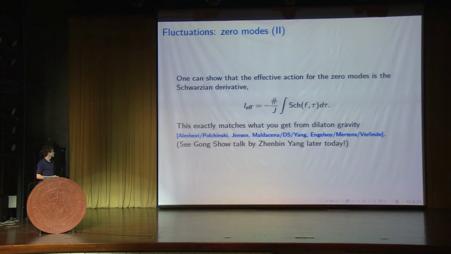So this action turns out to exactly agree with the effective action that you get for this simple Almheiri-Polchinski-Jackiw-Teitelboim model of dilaton gravity. This is something that's going to be discussed in the Gong Show by Zhenbin Yang later today. The basic point is that the dilaton gravity theory reduces to a single degree of freedom, this reparameterization of time, f, and it's possible to check from the action that the action for that mode is the Schwarzian derivative. Okay. So this justifies the statement that this model describes dilaton gravity in addition to this tower of massive states.